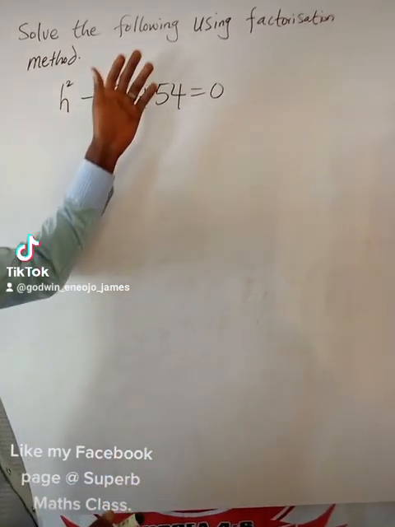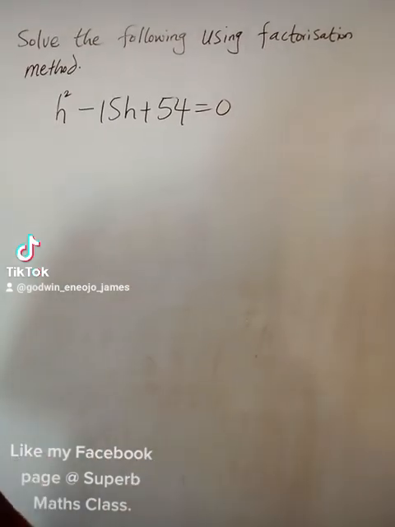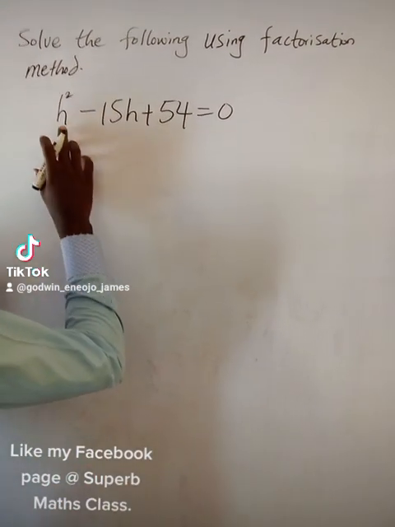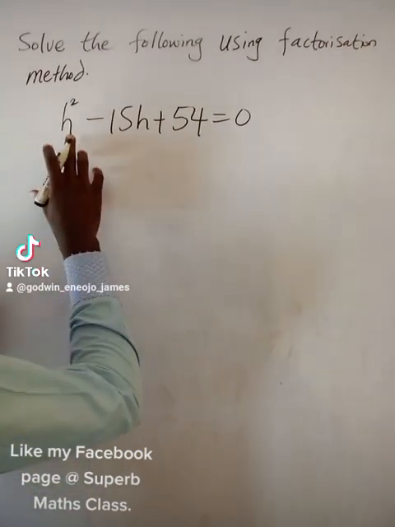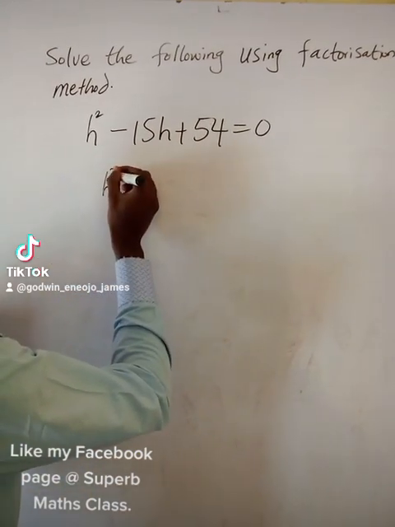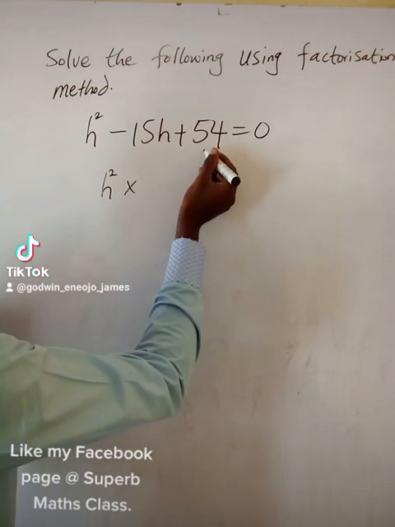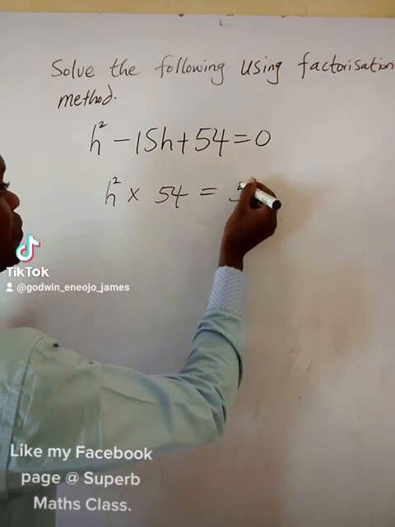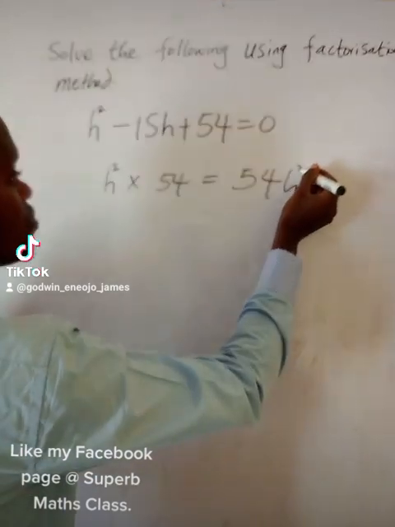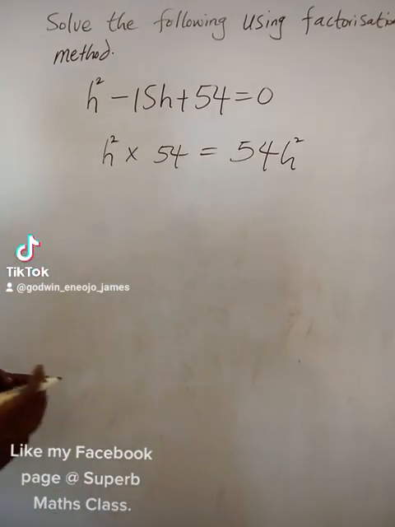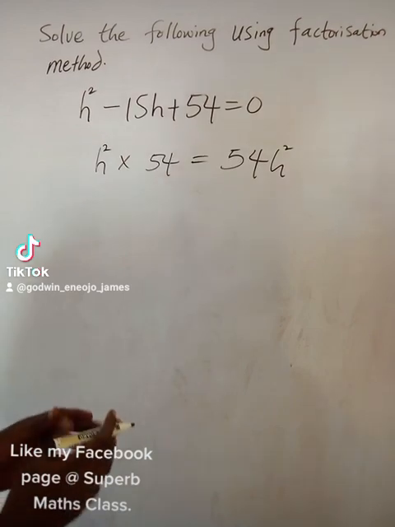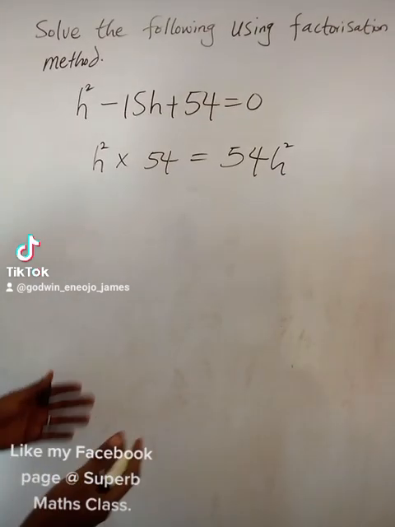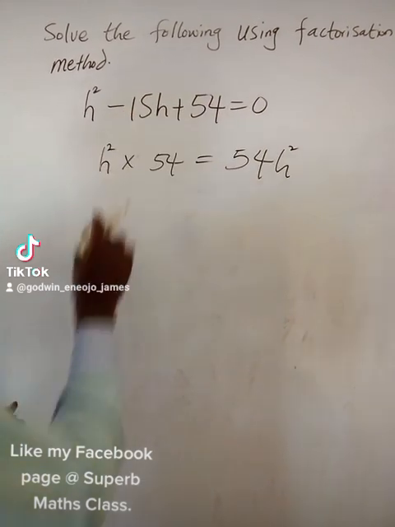In today's class, we are required to solve this problem by factorization method. The first step, like I told you earlier in my previous video, is to multiply the first term, which is h squared, by the last term, which is 54. And that will simply give us 54h squared. The second step is to find two numbers that when you multiply them together, you will have 54h squared, and when you add them, you will have minus 15h.